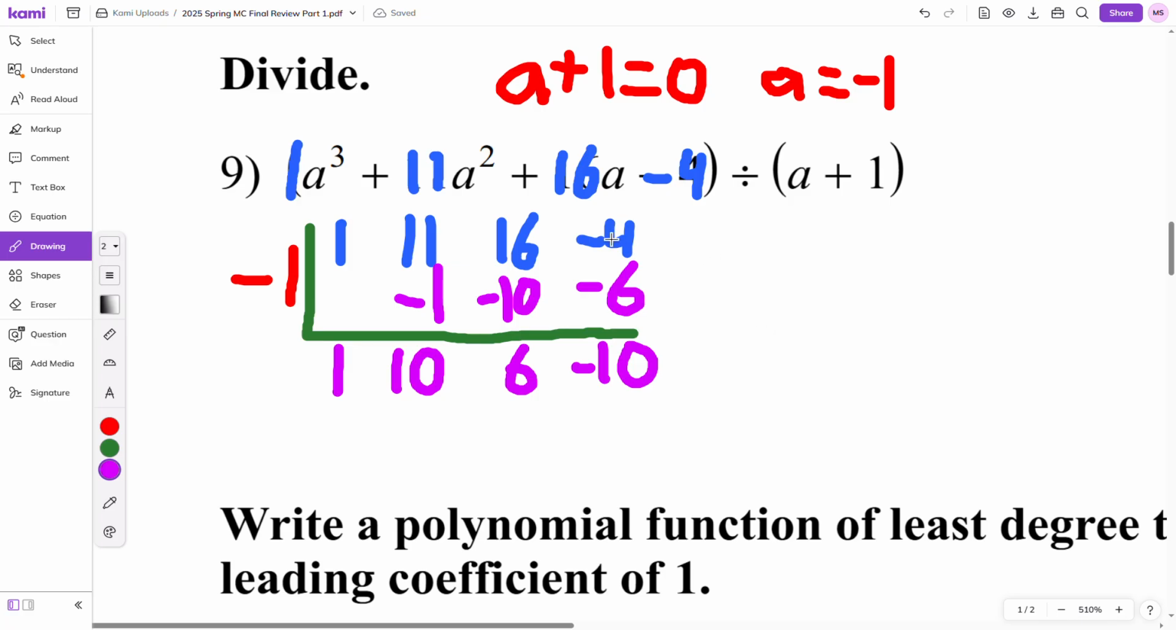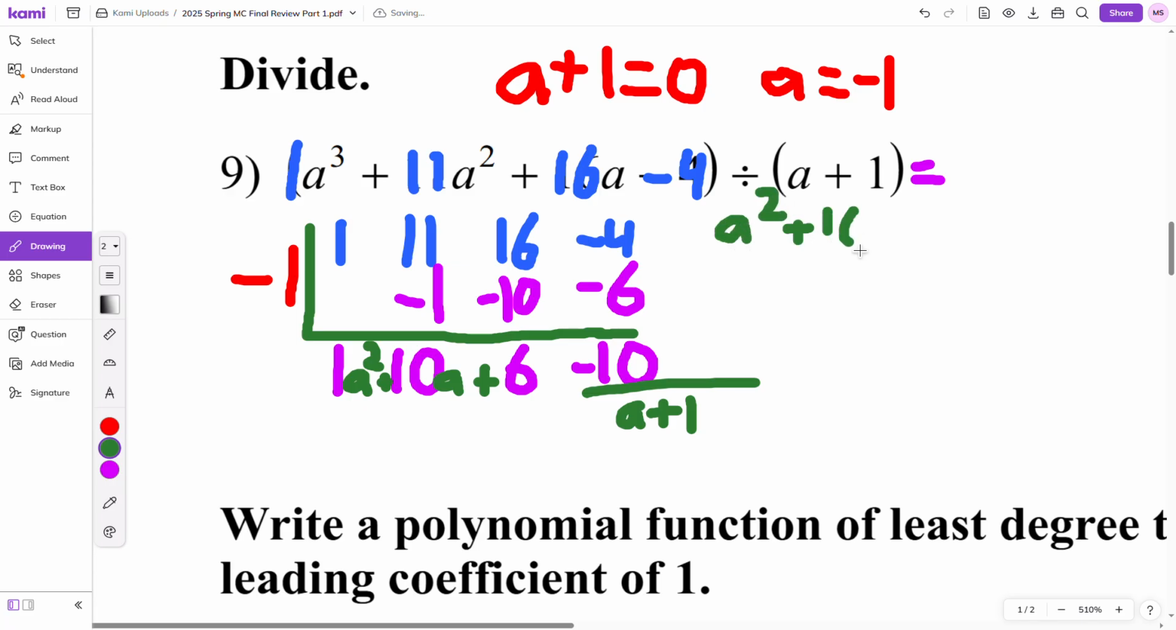What does that mean? Well, it means that we have a remainder. So it means that this equals, and watch for the signs here, they go down by 1 degree. So if it started with a cube, now we have squared plus 10a plus that number minus 10. And this is the remainder, so it goes over the divisor. So the answer is a squared plus 10a plus 6 minus 10 over a plus 1. And that is the answer to that one. Pause if you need more time. I'm moving on.